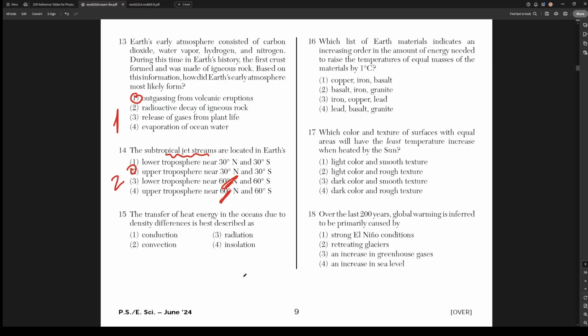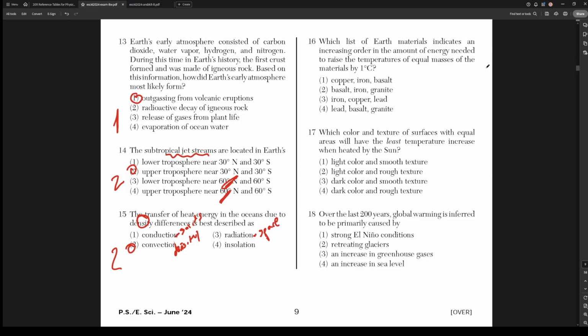15. The transfer of heat energy in the oceans due to density differences. We got 3 methods of heat transfer. Remember, conduction is through solids, convection is through liquids and it has to do with density, and radiation is through empty space. Insolation means amount of sunlight, so it's going to be 2.